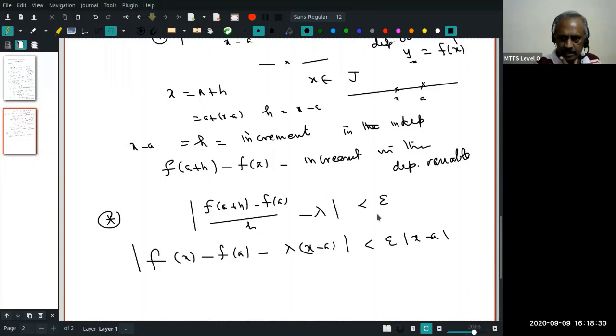Do all of you understand this? f(a plus h) minus f(a) minus lambda h, by h, but there is a modulus on both. Therefore, I multiply both sides by mod h, which is a positive quantity. Therefore, I get this inequality.